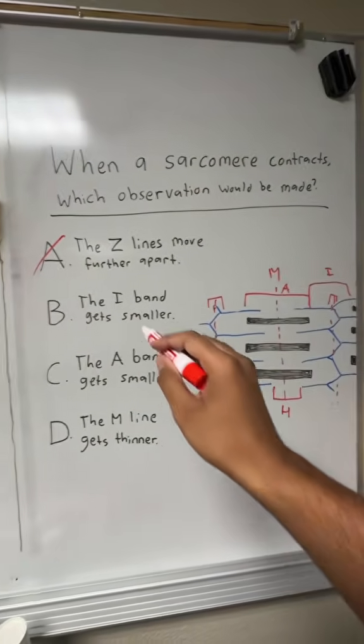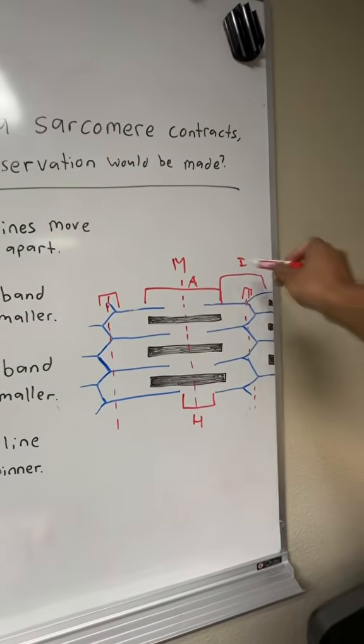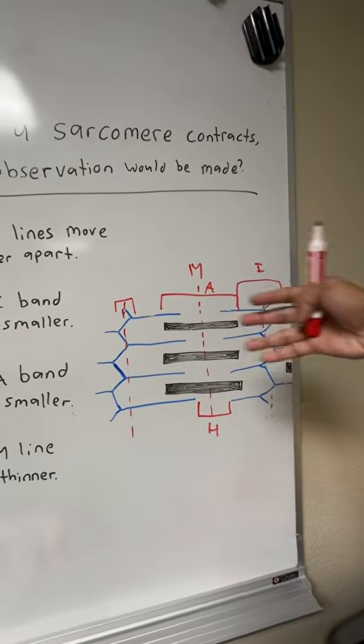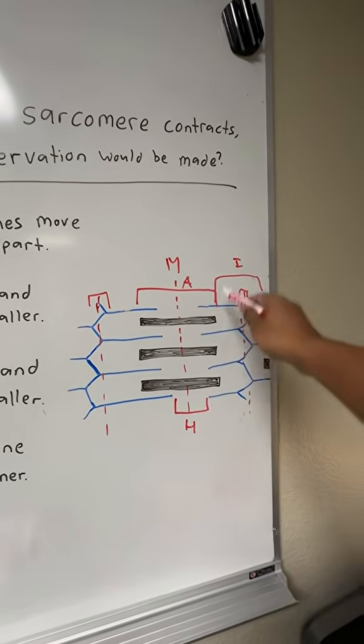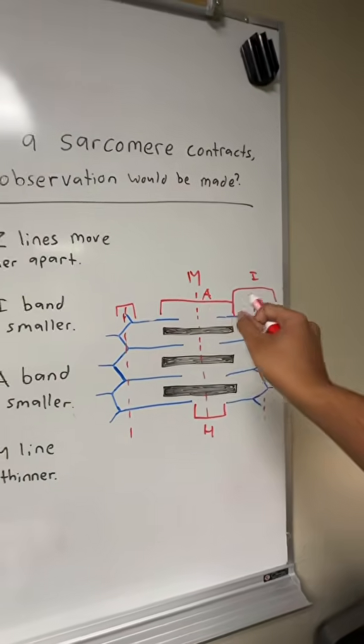Now for B, the I band gets smaller. Let's look at the I band again. The I band is just actin. So if we're moving in, then the distance between these two myosins will be smaller, which means that the space for the actin is also smaller, meaning that our I band will get smaller.